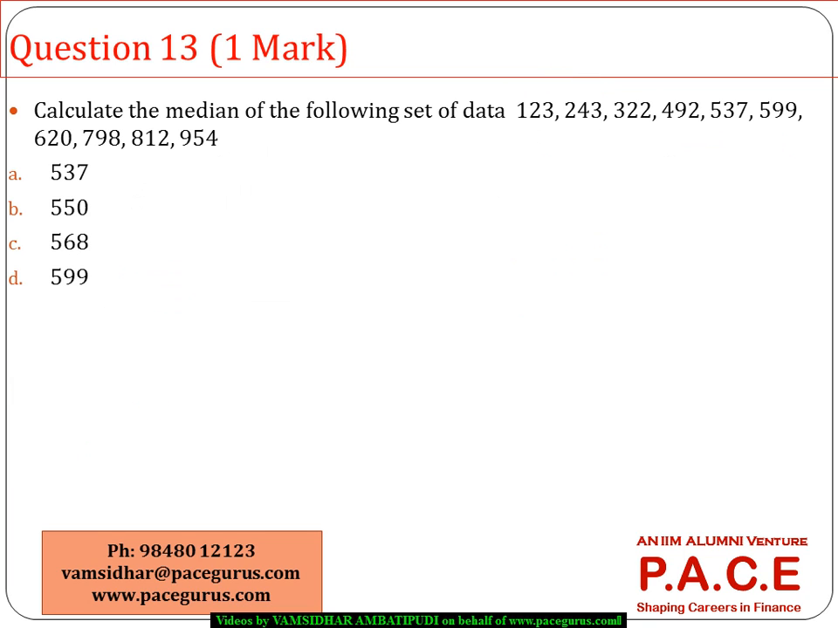Calculate the median of the following set of data. This is a straightforward question. Just arrange the data in ascending order and pick out the middle one. Because we have 10 elements here, the average of the fifth and the sixth will be my median.